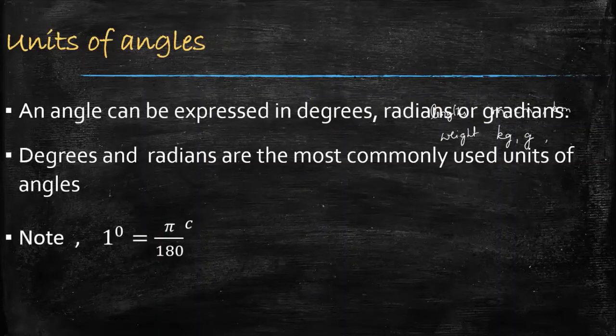Now when we know more than one unit of a quantity, we need to know how we can convert one unit into another unit. For that, we need to know the relation between the two units, isn't it? And this point gives you the relation between degree and radians. This we should remember: 1 degree is always equal to pi by 180 radians. This symbol C that I have written stands for radians.